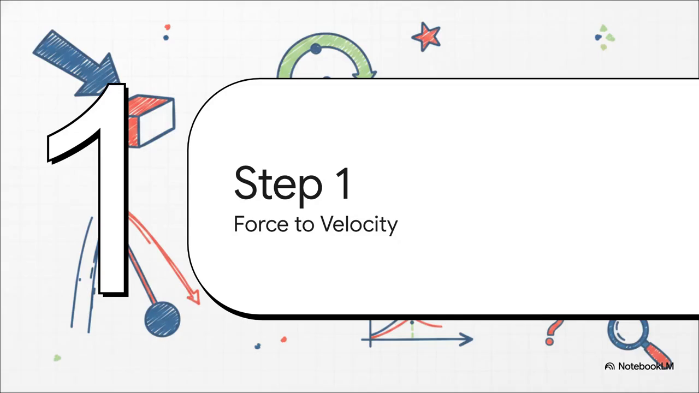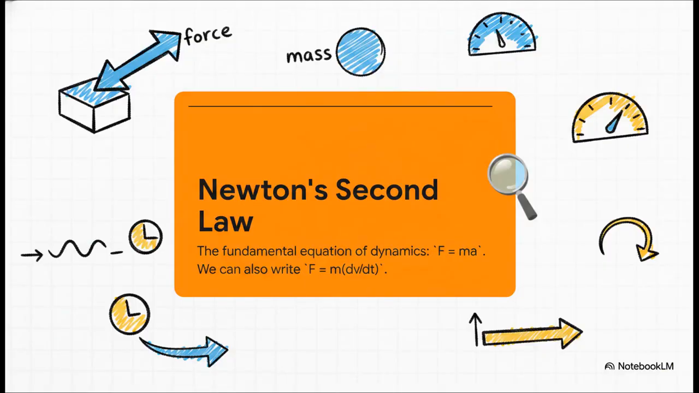First things first, we need to connect the force we're given to the particle's velocity. This is really the heart of dynamics, right? Understanding how forces actually create motion. And our journey starts with the one and only, the cornerstone of mechanics, F equals ma. Now, remember, acceleration is just a fancy way of saying the rate of change of velocity. So we can rewrite this as F equals m times dv over dt. This is perfect because it directly links the force we have to the velocity we want.